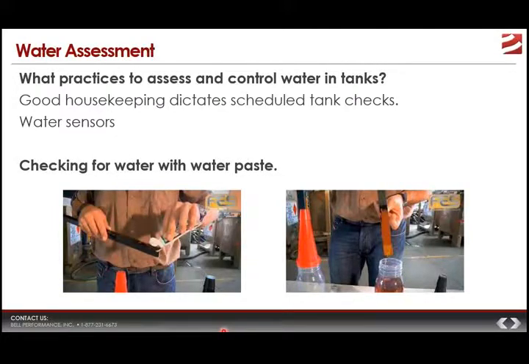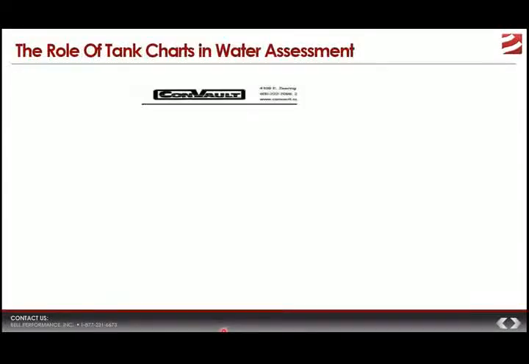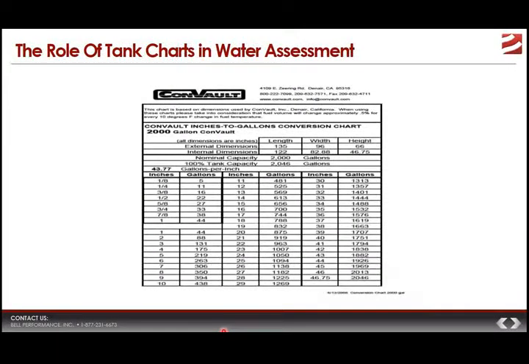Now, you might have an inch. It might show you that you have an inch of water in the tank, but how much does that actually equate to? What does that mean? Well, this is where you would then take that information and consult the tank chart. All tanks, whether it's a Convault tank or a different kind of tank, will have a tank chart. It's basically depth of the tank and how much volume that corresponds to.